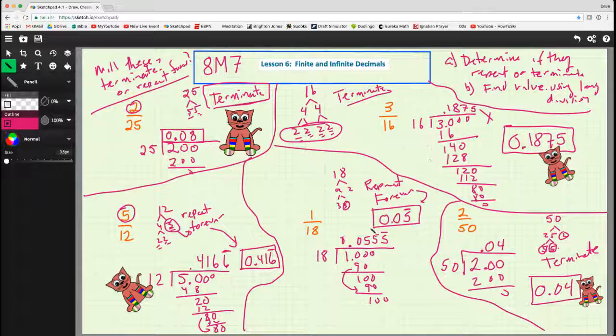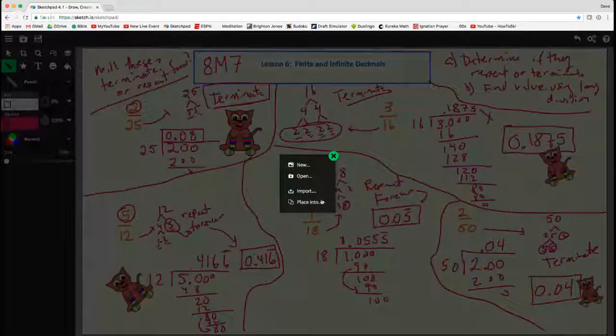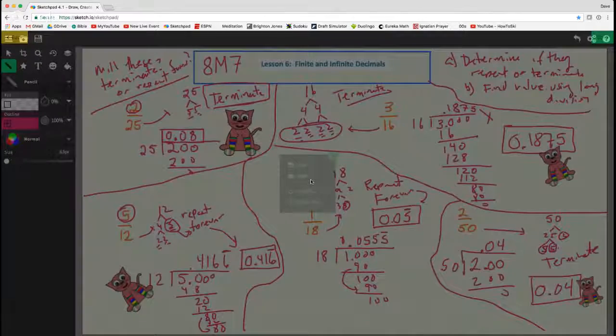So we have this cool trick, right? We know how to do our denominator and we do our prime factorization, and then we can figure out whether or not we terminate or not. So that's point number 1.